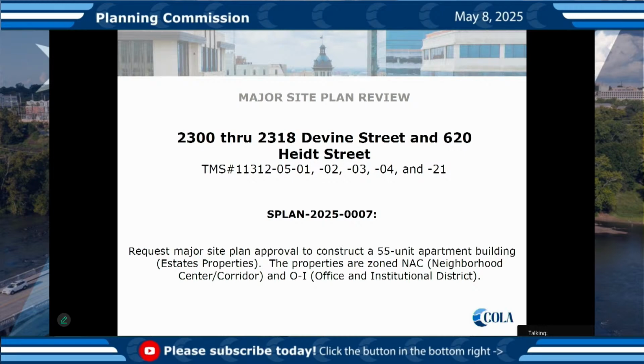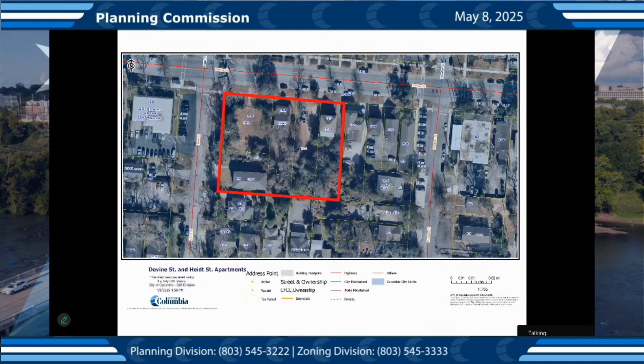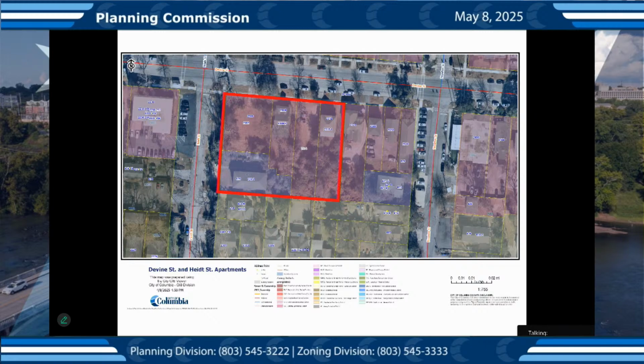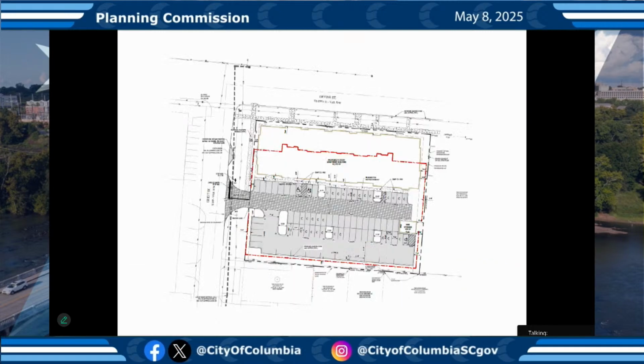That's going to bring us to the site plan, S-PLAN-2025-0007. This application is at 2300 through 2318 Divine Street and 620 Height Street. This project entails the construction of a 4-story multifamily residential building on 1.3 acres at the southeast corner of Divine Street and Height Street. The proposed development will contain 55 units, amenity space, and parking.